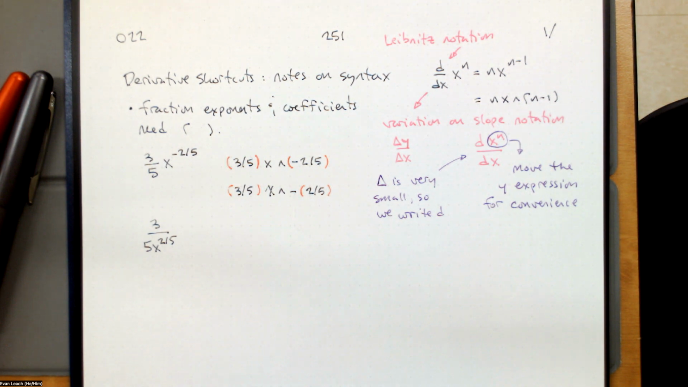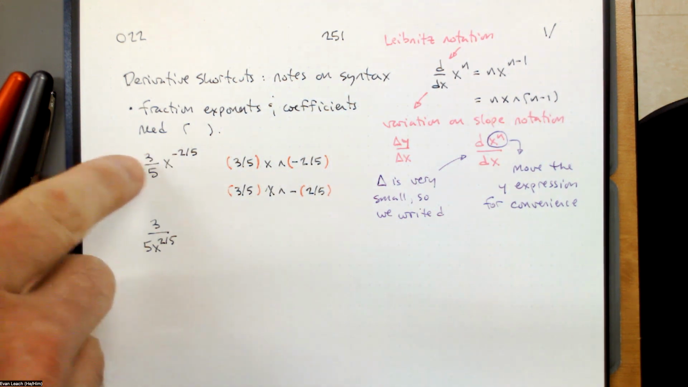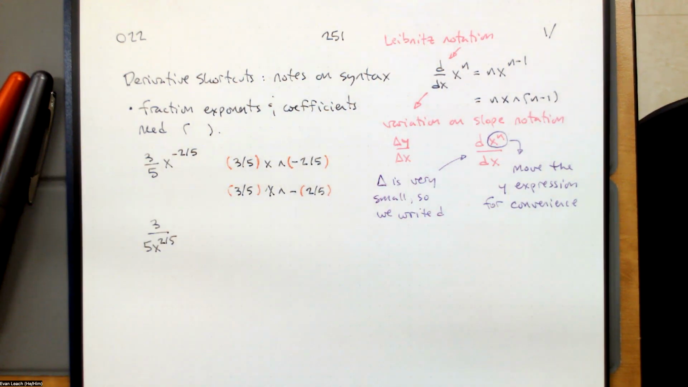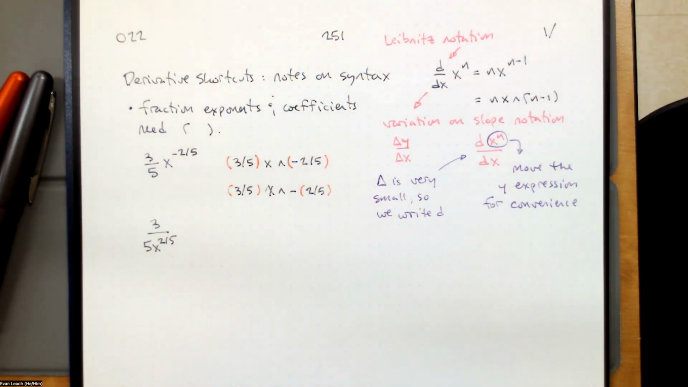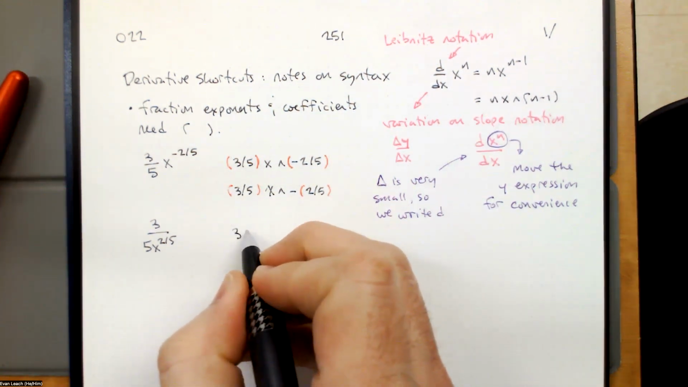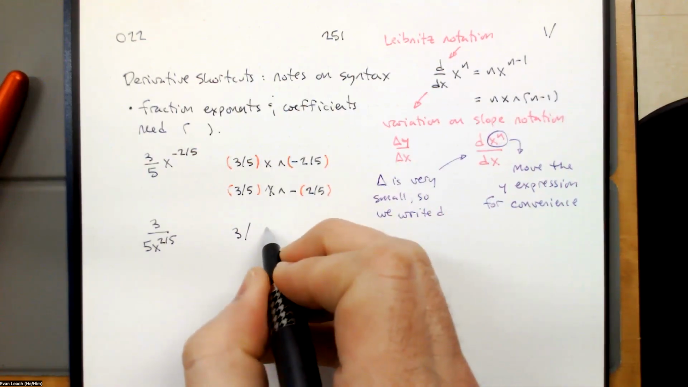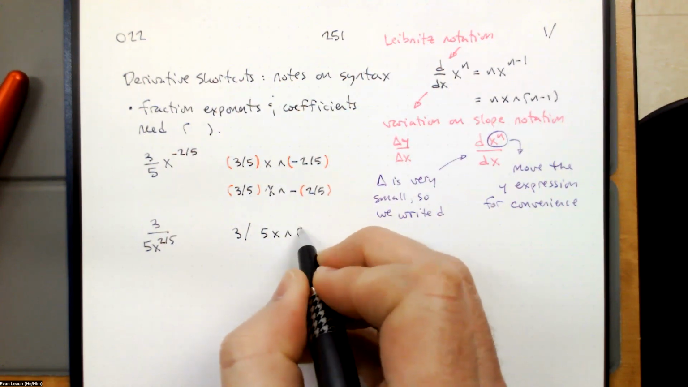Now, in this case, I have a numerator and a denominator, whereas I had 2 factors. The 3/5 had a numerator and denominator. The x had an exponent. Now I'm writing a numerator and denominator. I have written this as one fraction. So my numerator is just a 3. I don't need parentheses around the 3. But we're dividing by 5x to the 2/5.